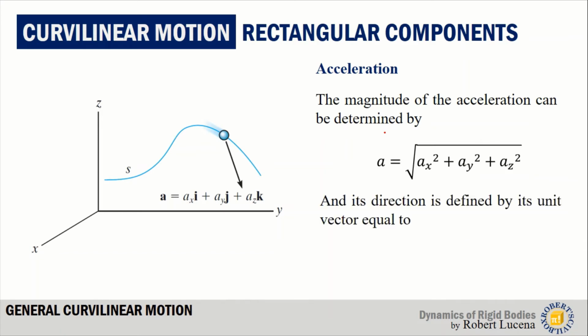And its direction is defined also by its unit vector, because the purpose of the unit vector is to give direction to the vector, or it states the direction of the vector. So if you want to get the unit vector, again, you just simply divide the vector A with its magnitude determined from the Pythagorean theorem.